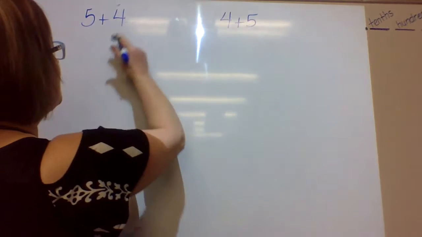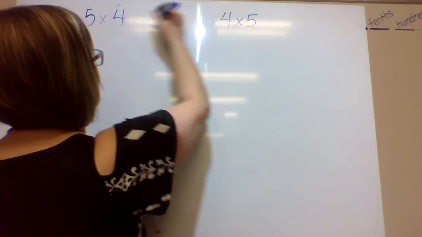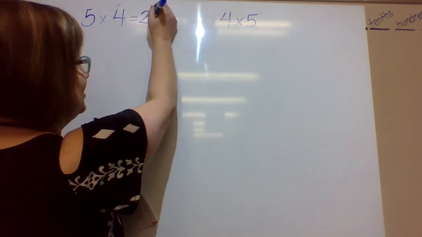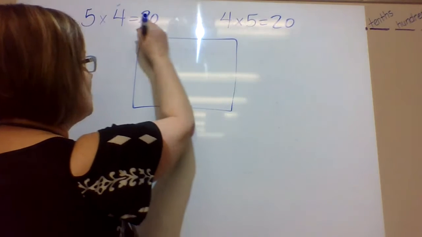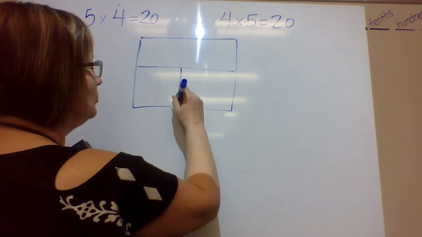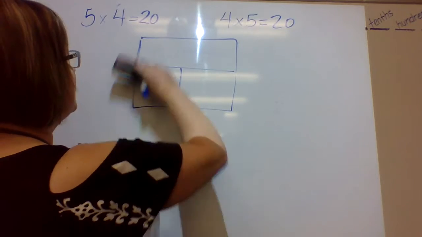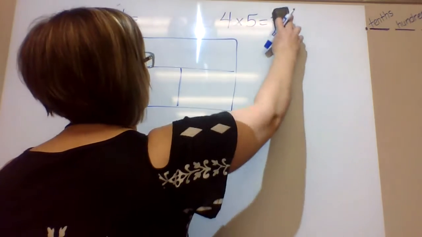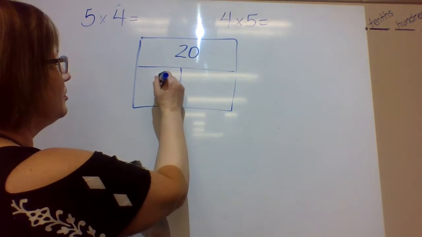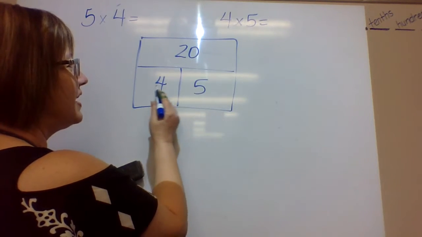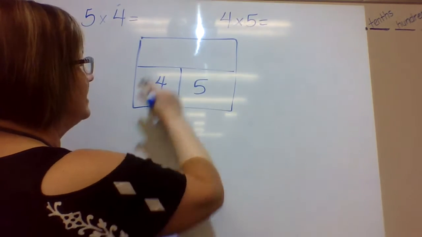Now, if we were going to go 4 times 5, and 5 times 4 equals what? 20. Then we could make the part-whole with multiplication and division. Okay, so we could get rid of the 20, and we could write it right here, and it would be 4 times 5, or 5 times 4 is 20. Or we could write this.